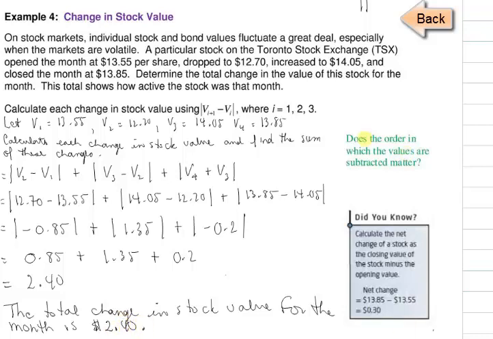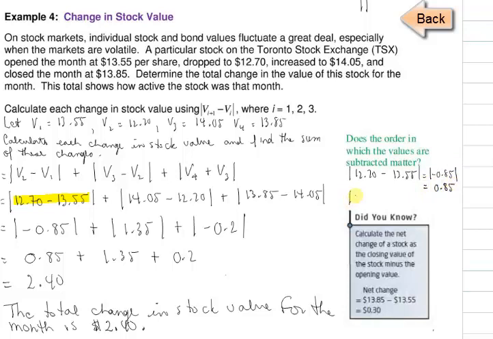Okay, so let's take a look at the question on the right here. Does the order in which the values are subtracted matter? Okay, well, let's take a look. We'll just take a look at this first one here. So we know that 12.70 minus 13.55 will give us the absolute value of negative 0.85, which we know will give us 0.85.